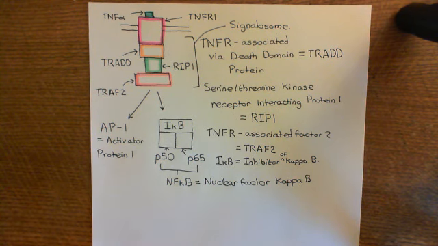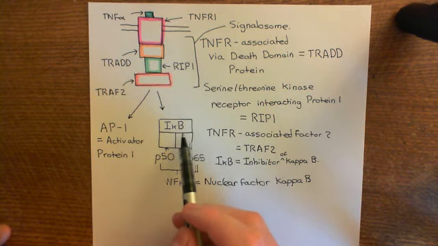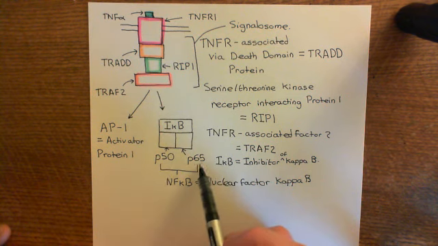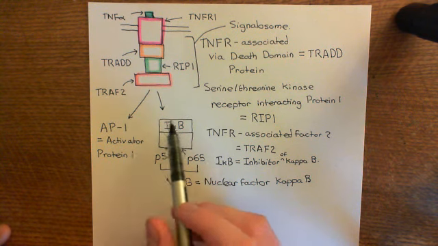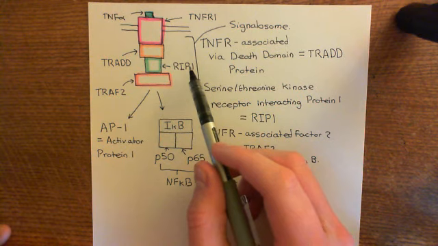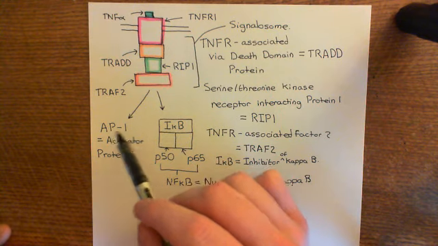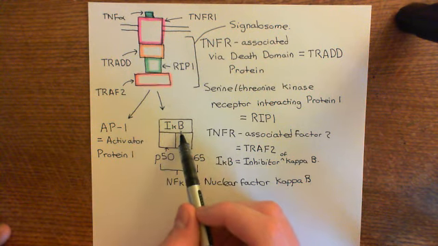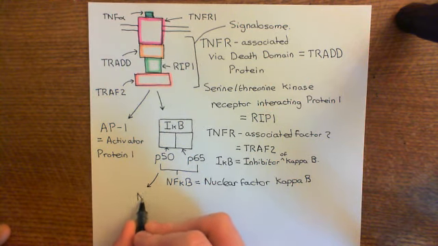Now, in order to activate the nuclear factor kappa B, what you have to do is get rid of this inhibitor of kappa B. It has to be removed from the NF-kappa B, and then the NF-kappa B, this dimer of P50 and P65, can translocate into the nucleus and act as a transcription factor. So basically this signalosome is going to activate a whole bunch of signaling cascades that leads to both the activation of activator protein 1 and the inactivation of inhibitor of kappa B, so that you get the activation of NF-kappa B, nuclear factor kappa B.